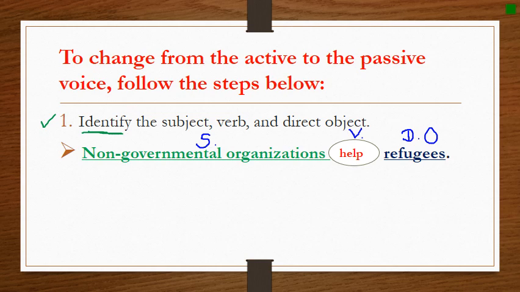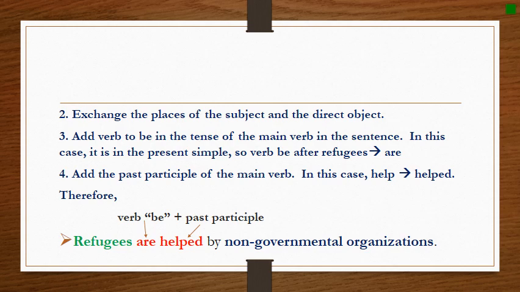Now, when I identify the subject, the verb, and I have a direct object in the sentence, things are easy for me. Step 2. Exchange the places of the subject and the direct object. Okay, so refugees, which was at the end, comes to the beginning, and then I write a verb to be in what tense? I have to write it in the present simple because I said non-governmental organizations help refugees.